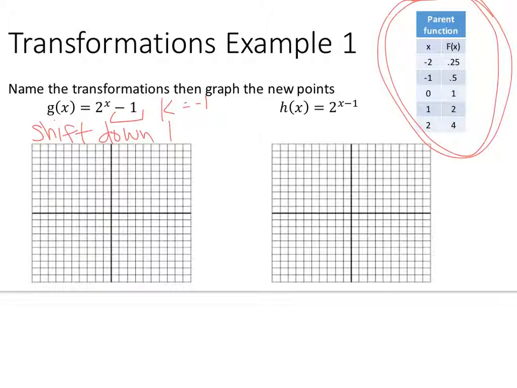So remember, k affects your y values. So I'm going to take all of these y values here, and I'm going to subtract 1 from them. So if I was at -2, 0.25, I'm now going to be at -2, -0.75.